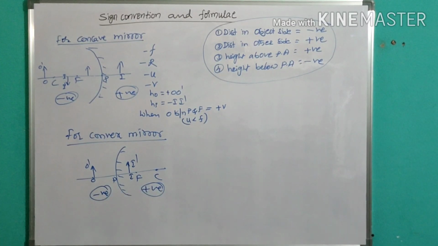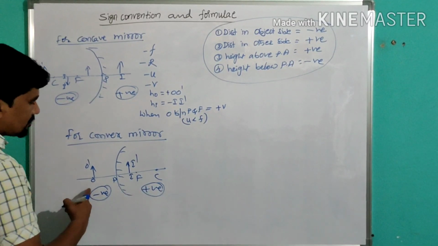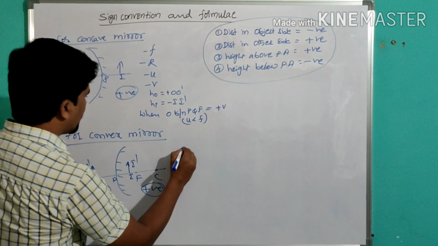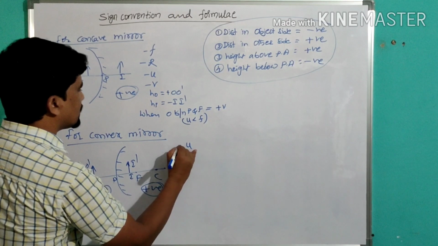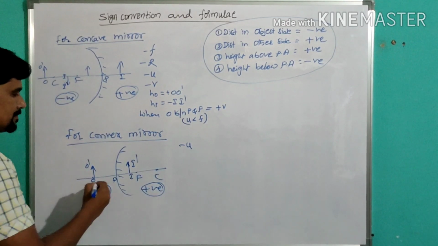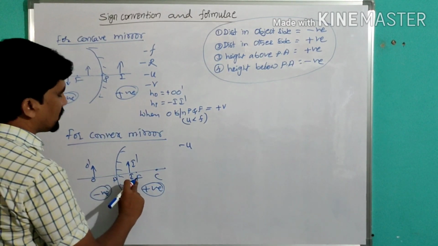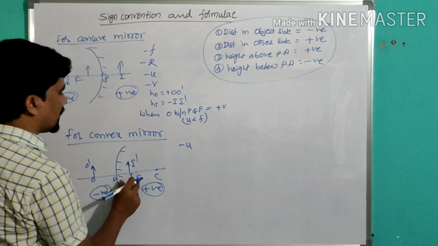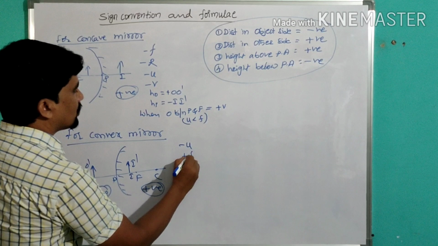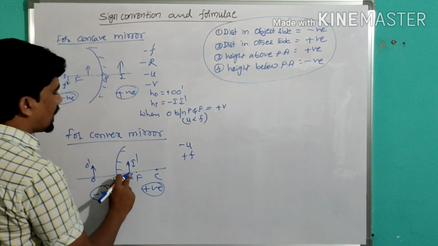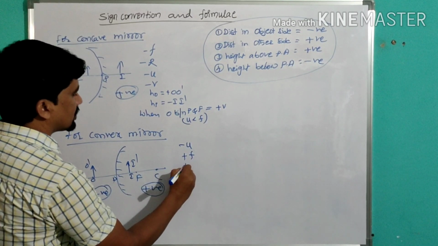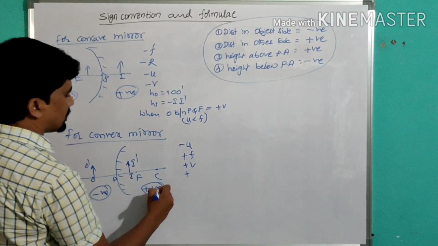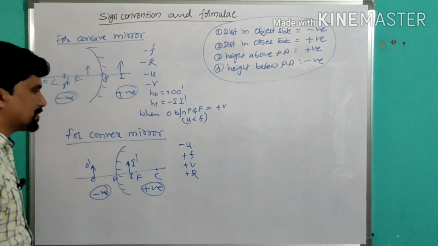We know object side is negative, other side is positive. What is on the object side? Object side P to O. PO is the object distance, negative. P to F, PF gives the focal length, that is other side, positive. PI gives image distance, that is also positive. PC, radius of curvature, is also other side only, positive.